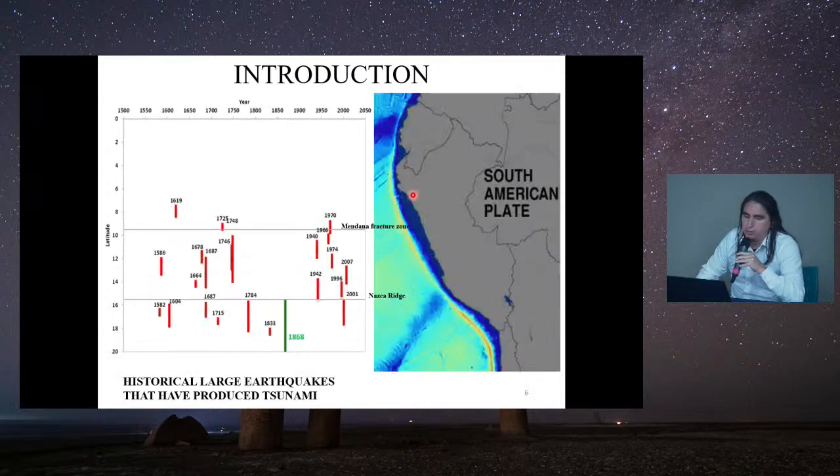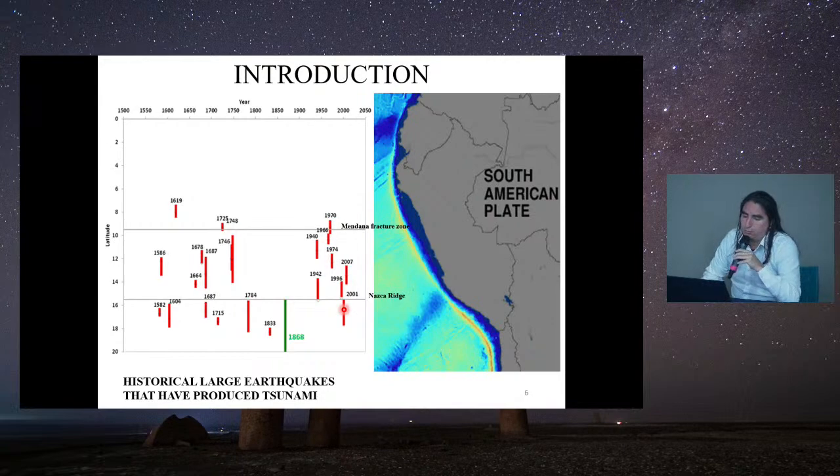Okay, let's continue. We have here the historical large earthquakes that have produced tsunamis around Peru and also some parts of northern Chile. The earthquake that I'm going to explain today is the 1868, right here. As you can see, it's more than 4 degrees of length, so it's a huge earthquake. The other large earthquake that has happened in Peru is the 1746, right here. The 1868 is even larger than this one. As you can see, this is the 2007, 2001, and so on.